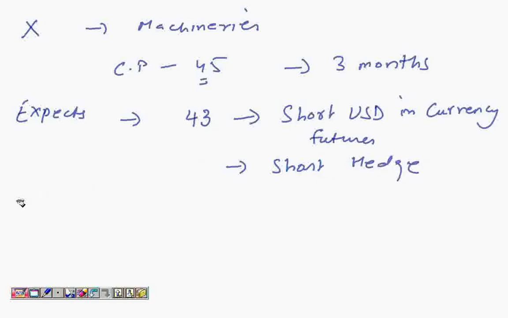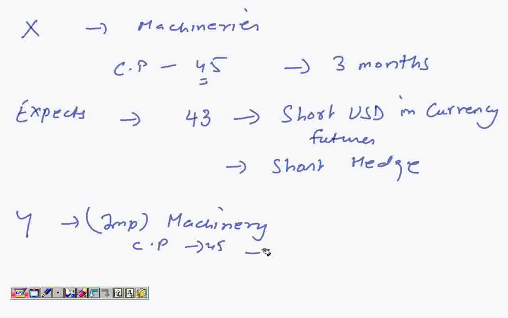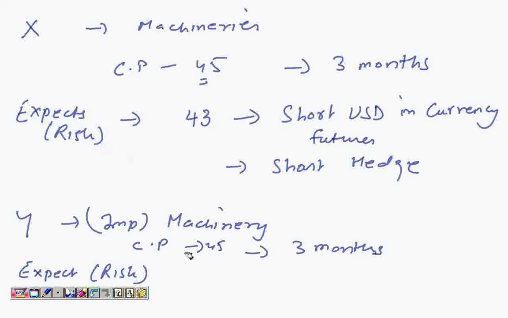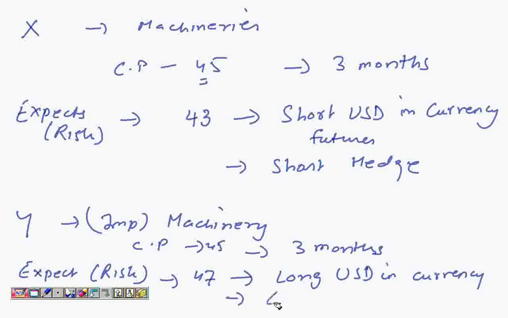Similarly, if we just rotate the thing and we have Y, who imports machineries, so a very important difference. X was exporting. So now this gentleman has to, again the current price is 45, and he has to make the payments 3 months down the line. And for him the risk is that the dollar would appreciate. So his expectation or risk, which he's scared of, let's put it like that, is that the dollar might go to 47. So he'll actually go long on USD in currency futures. It means that he'll be taking a long hedge. And he's doing a long hedge.